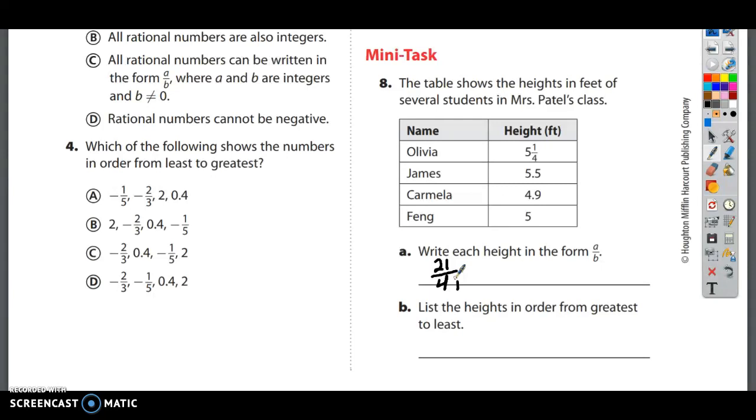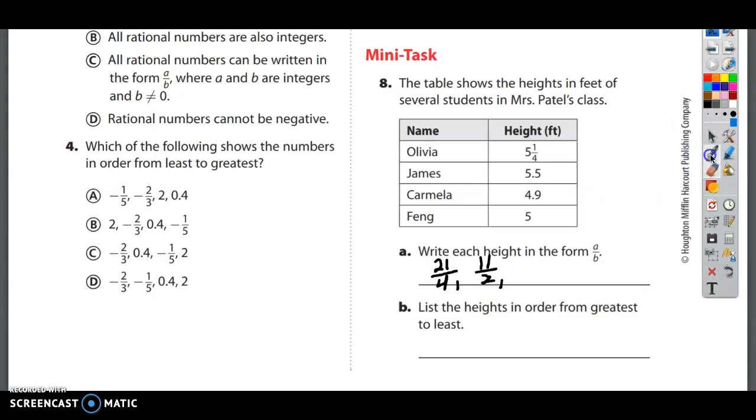Next one's going to be 5.5, which is the same as 5 5/10. Then we do the same thing we just did. 5 times 10 is 50, plus 5 is 55. It's 55/10. Unfortunately, we would need to simplify that. And we would simplify that by dividing by 5, because 5 is a factor of both 55 and 10. 55 divided by 5 is 11, and 10 divided by 5 is 2. We get 11 halves. I know that doesn't seem right, but it really is the right way to do it.